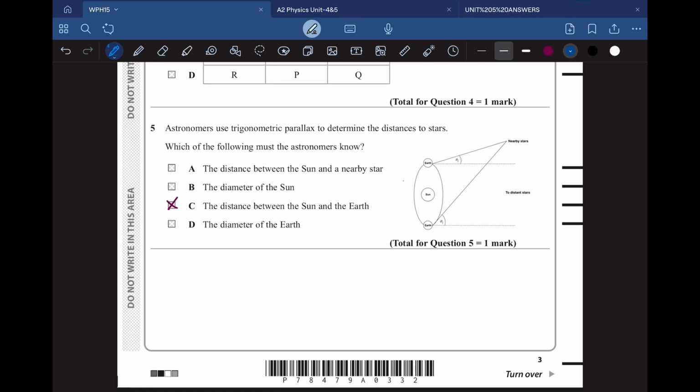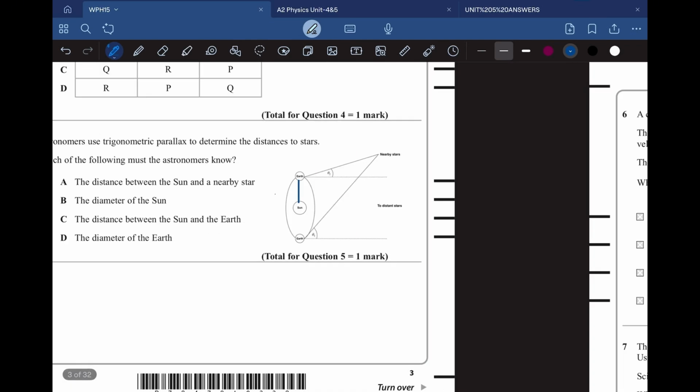Now for this parallax method, the scientists should be able to know the distance between the sun and the earth. Basically this distance, the distance between the sun and the earth, must be known. That's why we are saying that the distance between the sun and the earth must be known. Otherwise they won't be able to actually use the parallax method or the trigonometric parallax.